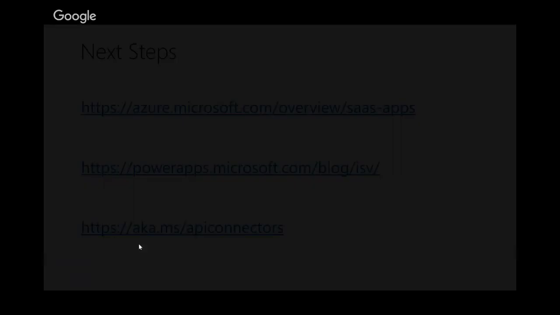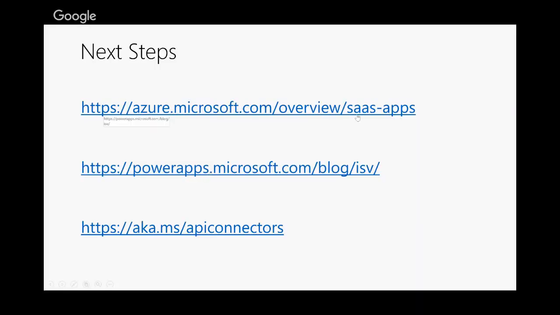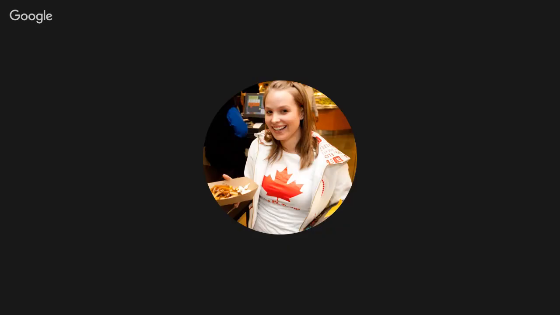for next steps. The Azure site is the one I first showed about all the ways to integrate into our platform. The Power Apps blog is where you can find more information specifically about building a connector. And in general, aka.ms/APIconnectors will point you to the latest and greatest information on building that connector. So with that, I will stop sharing. And if there's any questions, I'll answer them. Otherwise, I believe I'm handing it over to Nima.